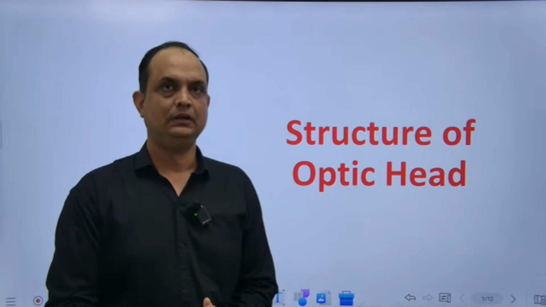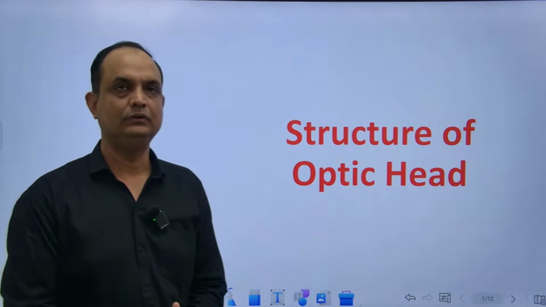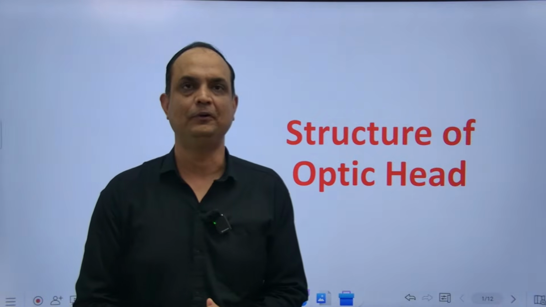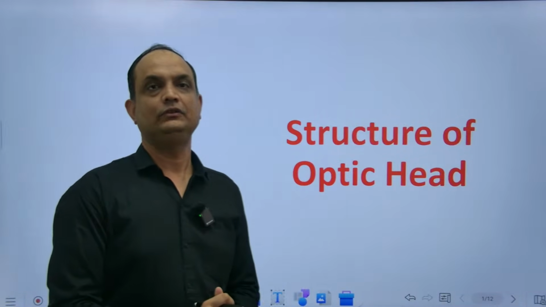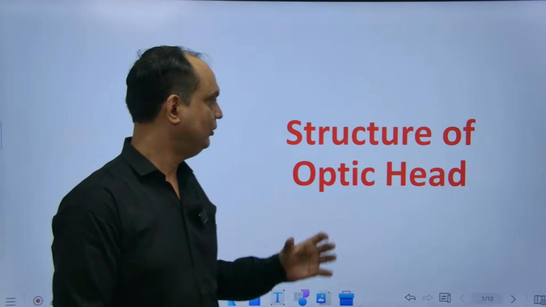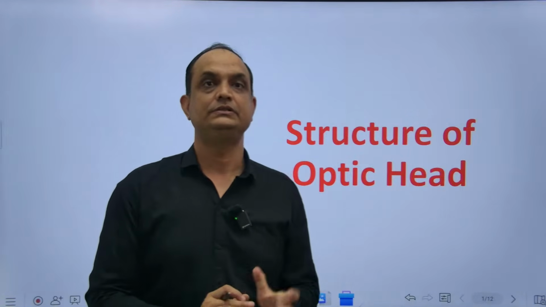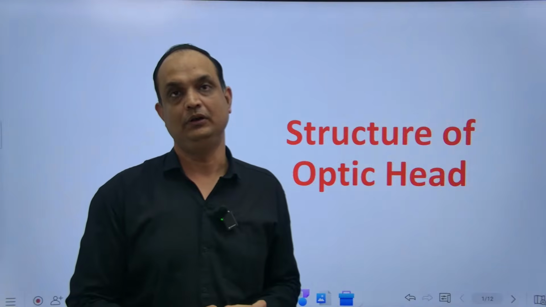Hello students. So today we are going to discuss the structure of the optic head. Now what is the optic head basically? The optic head is the part of the optic nerve which starts inside the eyeball.